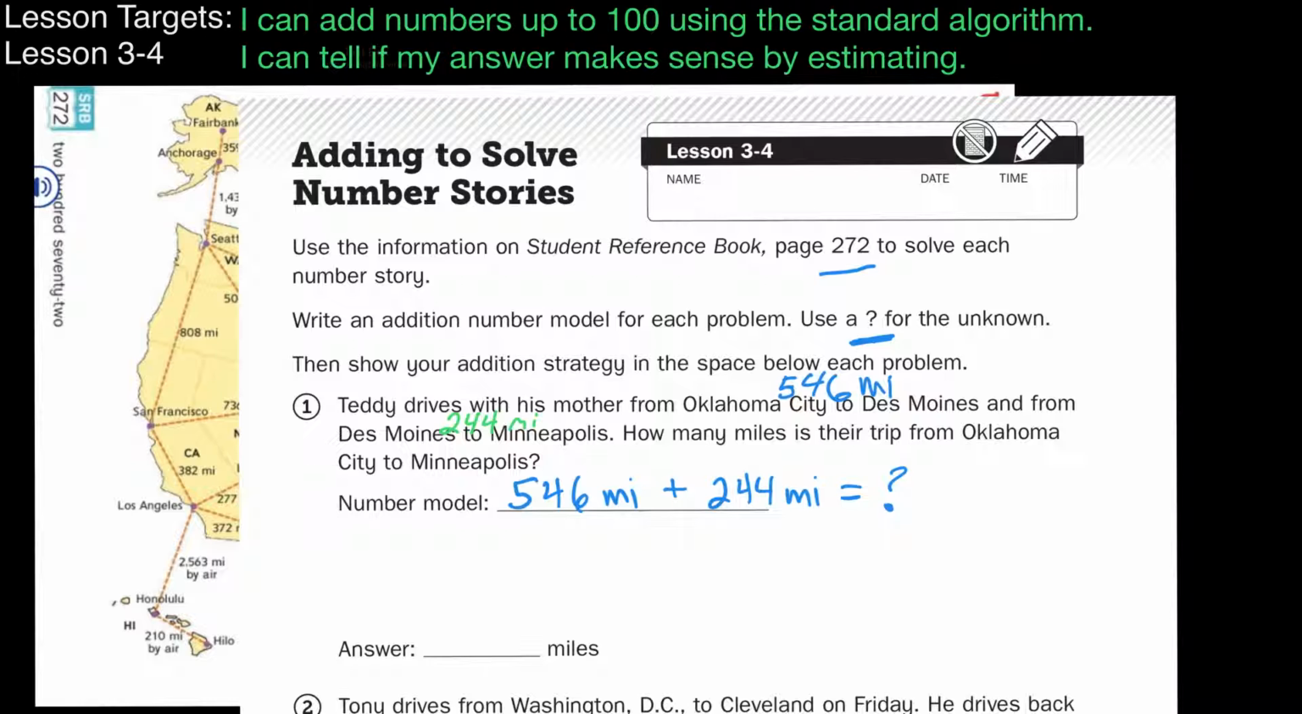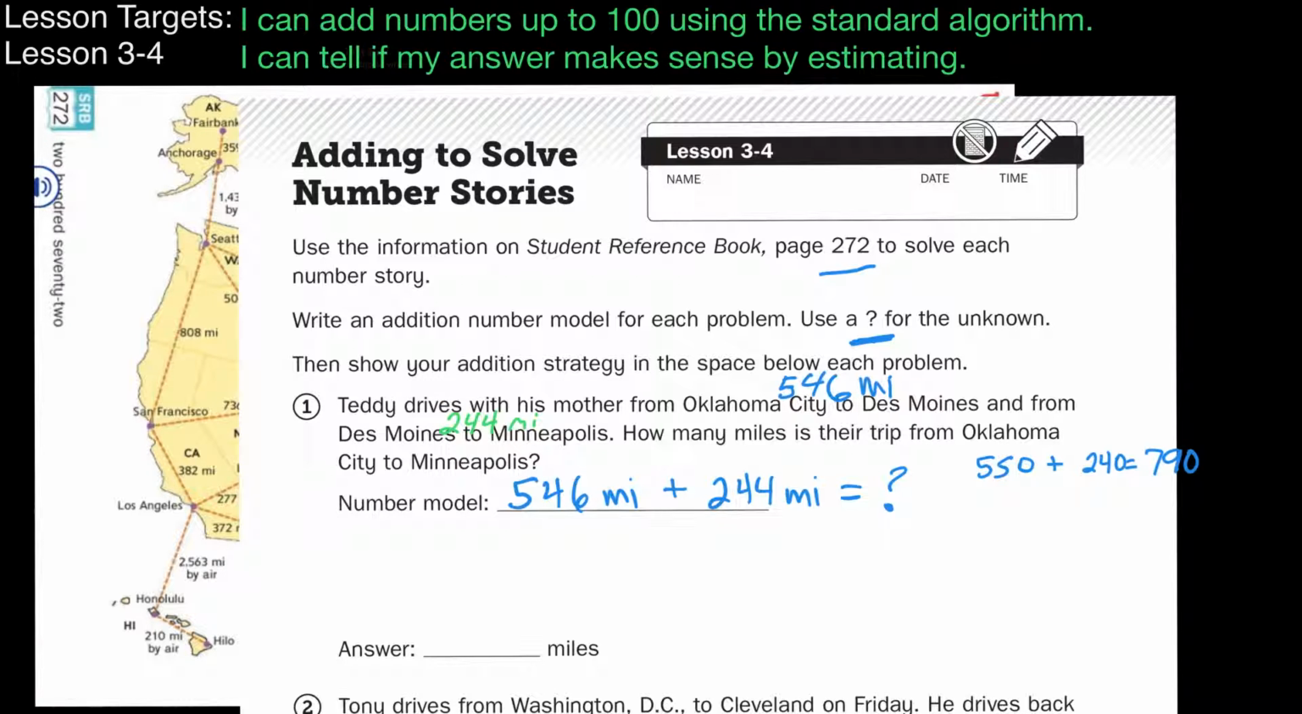I'm going to use the strategy I learned today, and the first thing I'm going to do is write an estimate. So I'm going to round 546 to 550, and then I'm going to add 244. That's going to round to 240. So my estimate, 550 plus 240. 500 plus 200 is 700. 50 plus 40 is 90, so 790 is my estimate. Sorry, I went off the page a little bit there.